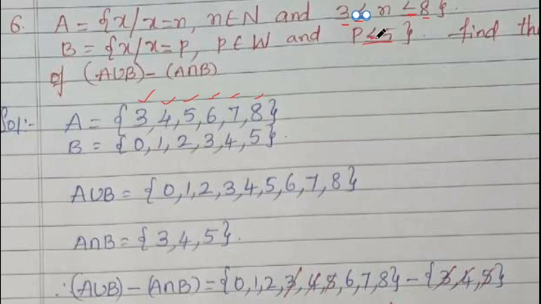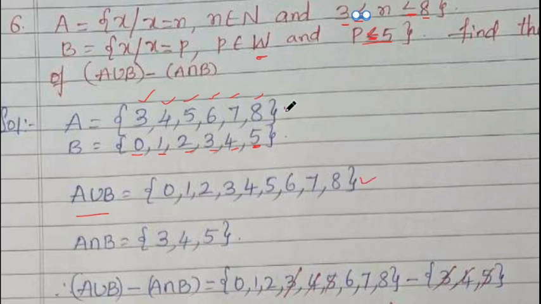P is less than or equal to 5. Less than or equal to 5 means we have to include 5 also, ranging from 0, 1, 2, 3, 4, 5. We start from 0 because whole numbers always start with 0. A union B is 0, 1, 2, 3, 4, 5, 6, 7, 8.